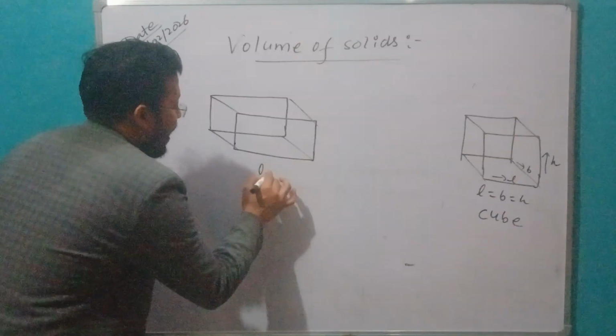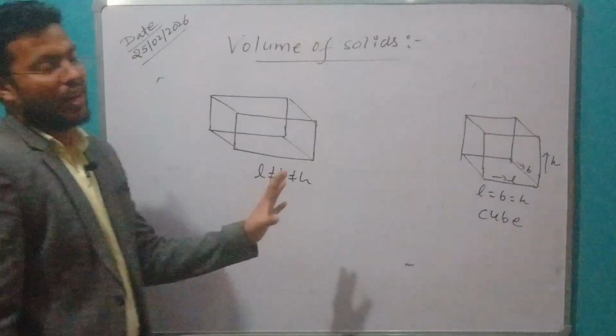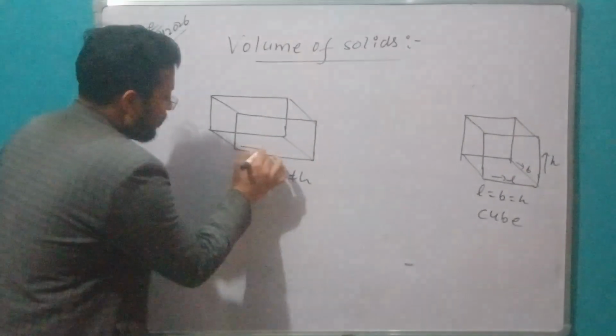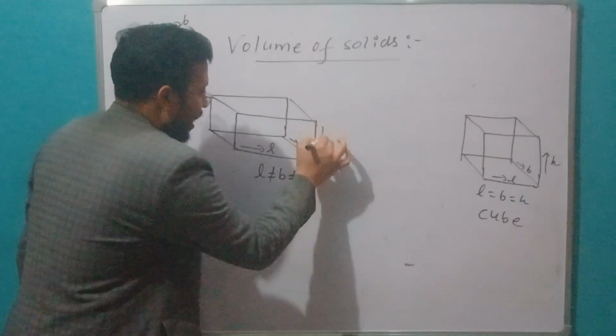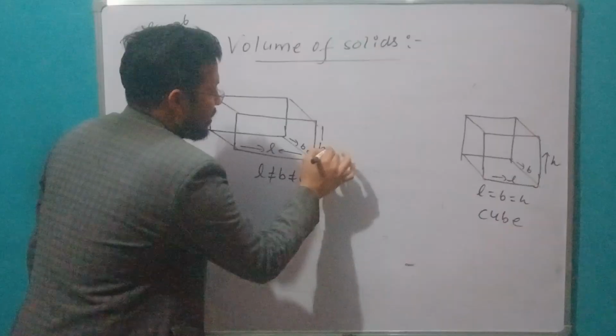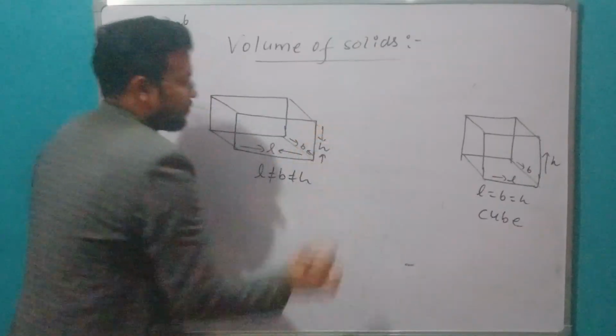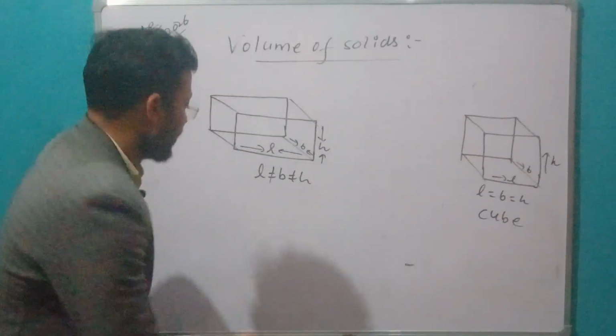But here L is not equal to B, which is not equal to H. Here L, B, H are not equal. This is the length, this is the breadth, and this is the height. Here all the lengths are not equal. This is the cuboid.